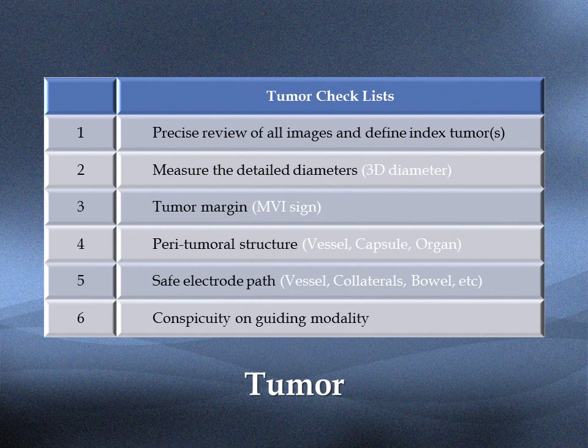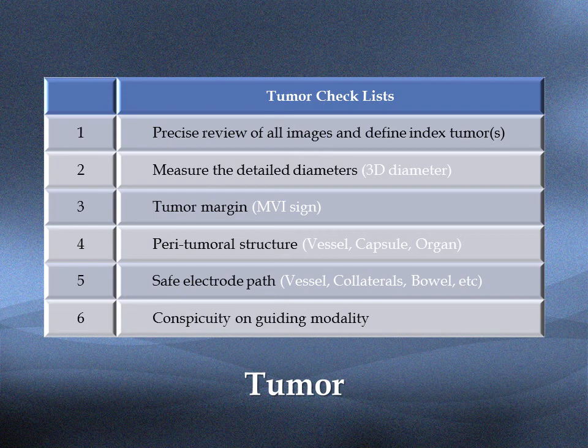Tumor information is the most critical part to make a plan for optimal and safe ablation. Please precisely review all the images and define the index tumor clearly. Measurement of the detailed diameter in 3 dimensions is necessary to decide the detailed ablation parameters, including the device type and powers.